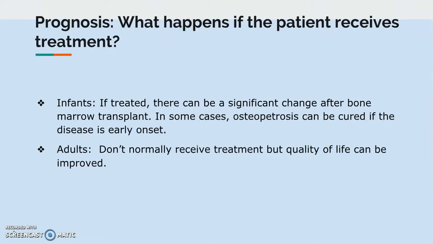This is Faith Morris. The prognosis, what happens if the patient receives treatment? In infants, if treated, there can be a significant change after bone marrow transplant. In some cases, osteopetrosis can be cured if the disease is early onset. In adults, they don't normally receive treatment, but quality of life can be improved.